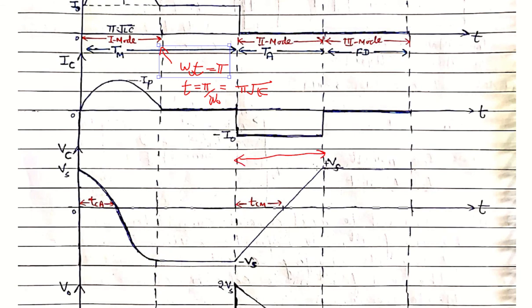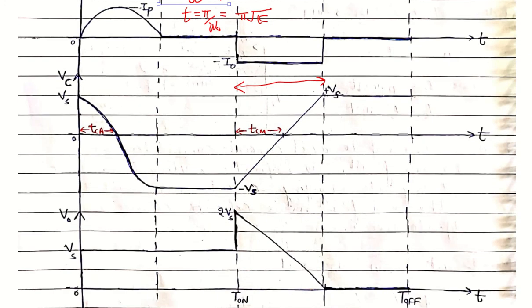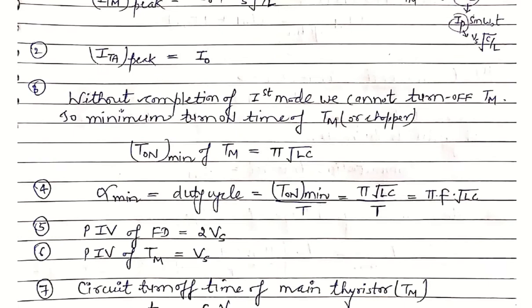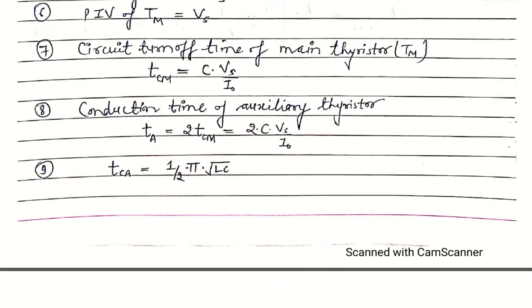This duration will also be called 2 into TCM. If we double this TCM, then we calculate the whole amount of time up to which our auxiliary thyristor will be in the on condition. So the conducting time of this auxiliary thyristor will be 2 into TCM, where TCM is the circuit turn off time of the main thyristor. Multiplying by 2, we obtain the conduction time of this auxiliary thyristor.